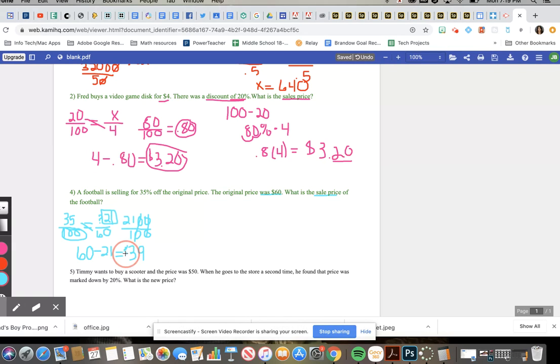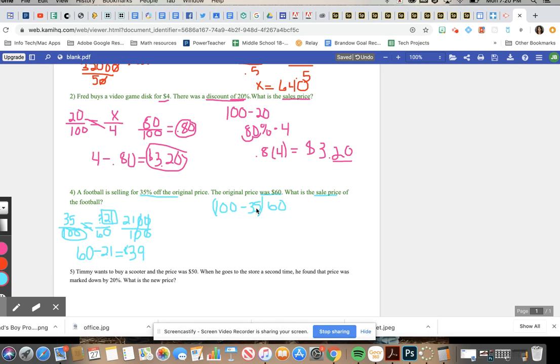So that's, again, one of the ways. The other way is to set up my equation like I did before. So the football is selling for 35% off the original. So original price would be 100%. Since it's selling for 35% off of the original, I'm going to subtract my 35% from the 100. And then I'll times that by the original price of $60.